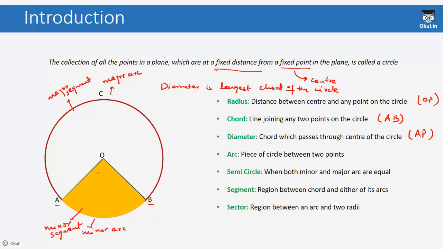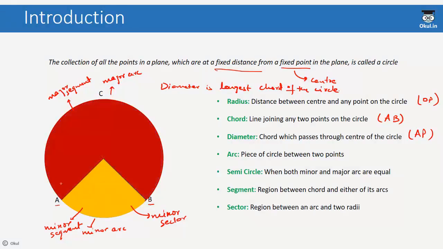Now since this is formed by the minor arc, it will be termed as the minor sector. And again we have another arc, that is AB. So this yellow region is called the minor sector, and then again we have the sector formed with the major arc, and this will be called the major sector. So the major arc forms the major sector, the minor arc forms the minor sector. So this is all about circles and their elements and definitions. Now we study the properties of the circle.